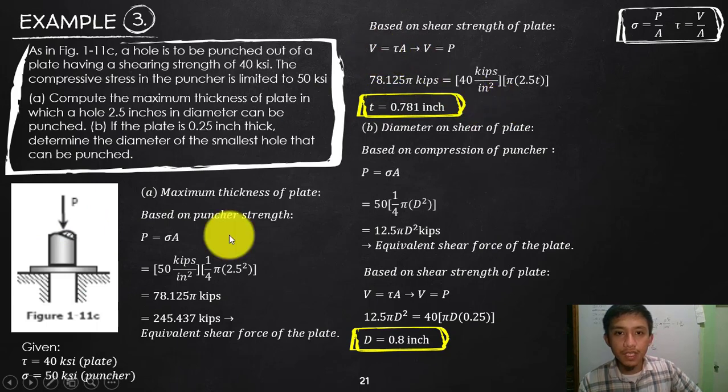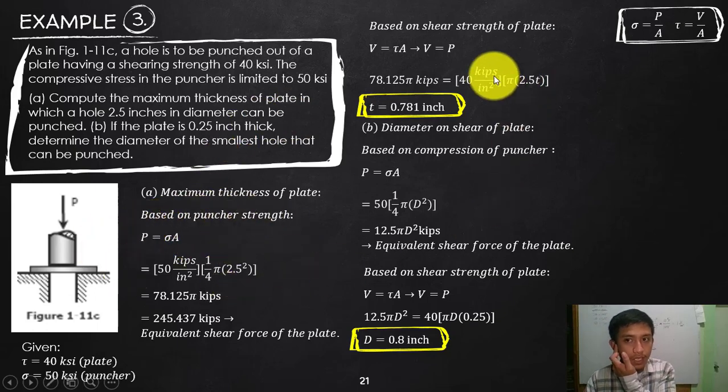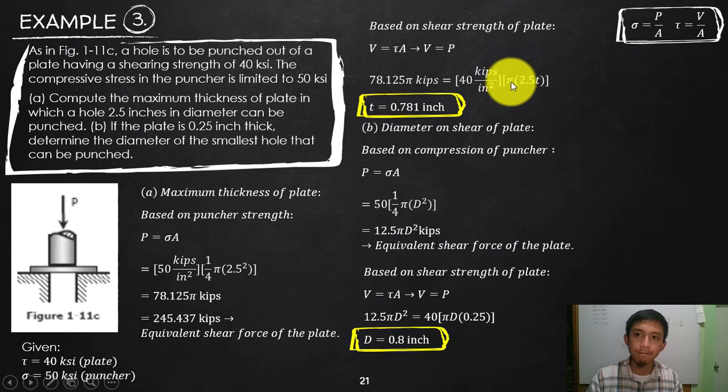So V is the equivalent P. I will be using the one with pi, the whole number, because the other is rounded: 78.125 pi kips. And then tau there is 40. Of course, we want to maximize also, using the entire strength of the plate, 40 kips per square inch, and then the area of the hole to be punched. Where did we get this one again? Okay, guys, imagine the circle part.